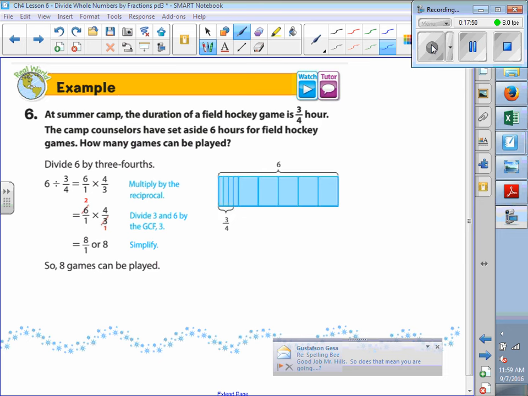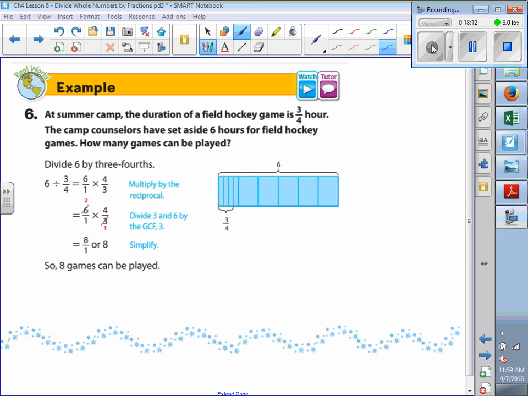Using the equation, all we're going to do is divide that 6 hours by 3/4, right? So 6 divided by 3/4. That is the problem that we're going to solve here. You should write this down in your notes. Okay?